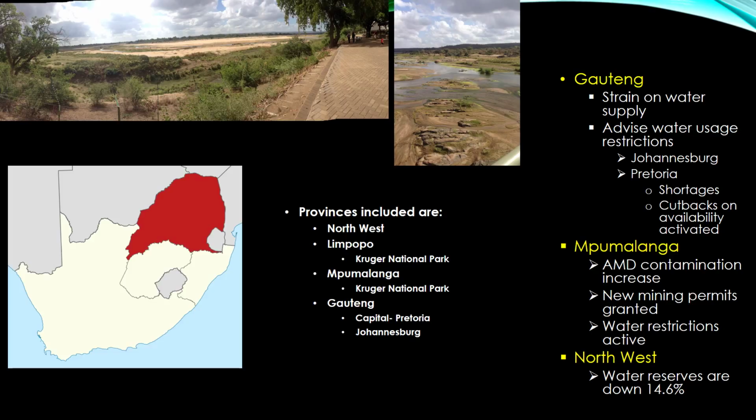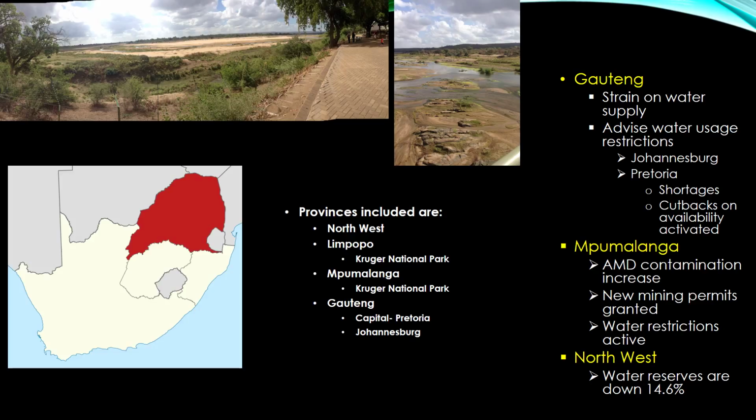Mpumalanga has an increase in acid mine drainage, and these problems aren't just in one stream or one river, it's in the entire watershed of the Olifants River. The major increase in coal licenses being issued in this area is causing an excessive amount of water to be used for the coal, and with the coal mines using this water, it's not going to the public.